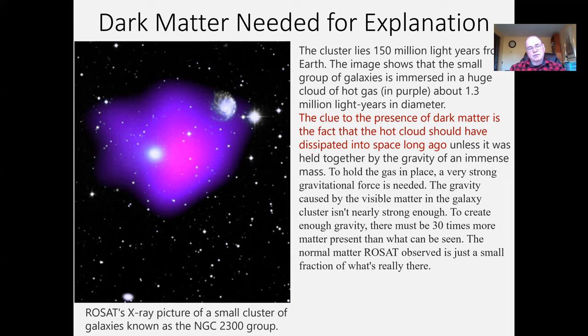But the purple, the blue around the outside is the dark matter, which is holding that gas together, creating that stronger gravitational field. And that's the reason why this gas is not dissipated. The only explanation of why that gas is still there.